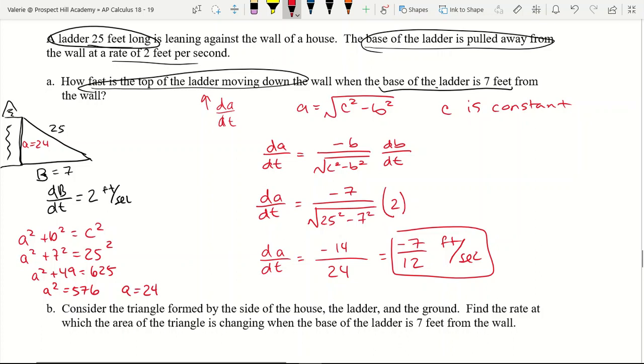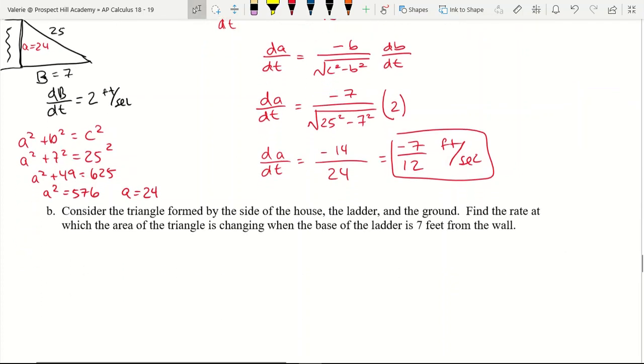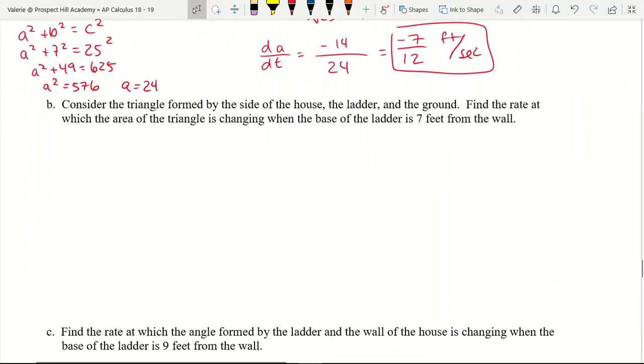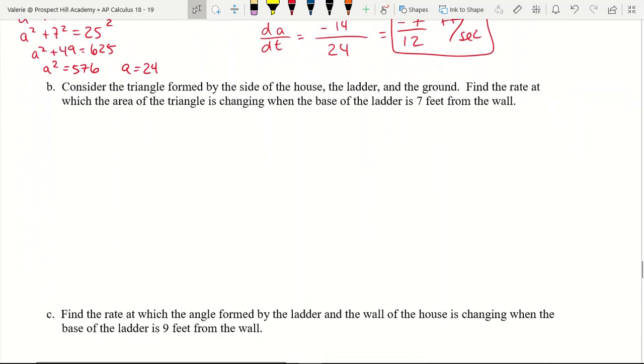So now, for part B, we want to consider the triangle that's formed by the side of the house, the ladder, and the ground. Find the rate at which the area of the triangle is changing when the base of the ladder is 7 feet from the wall.